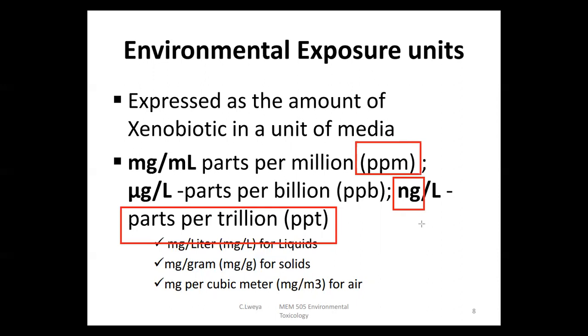Mostly we use PPB. Okay, so that is the other thing that we need to know.